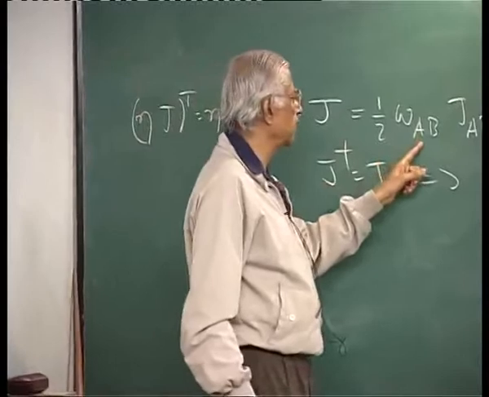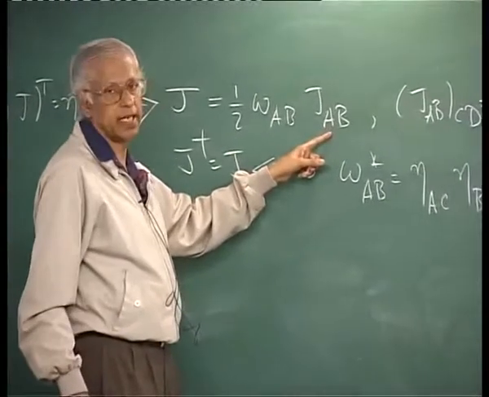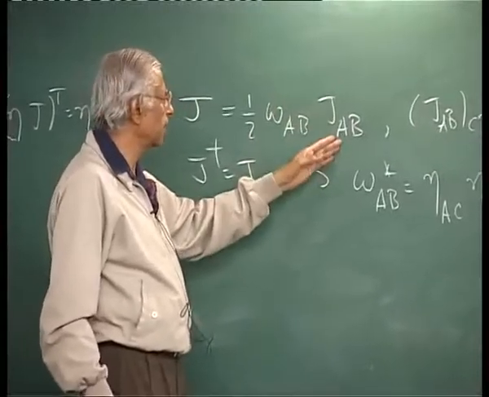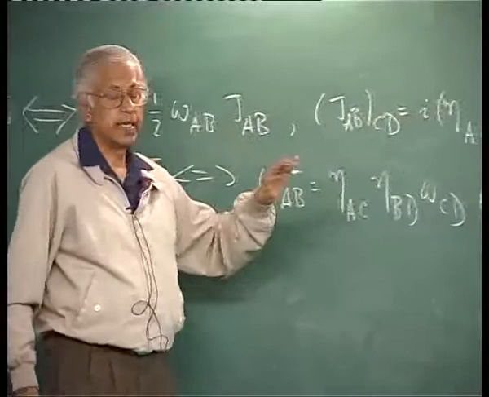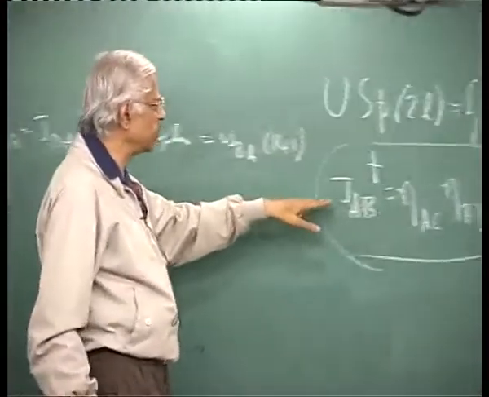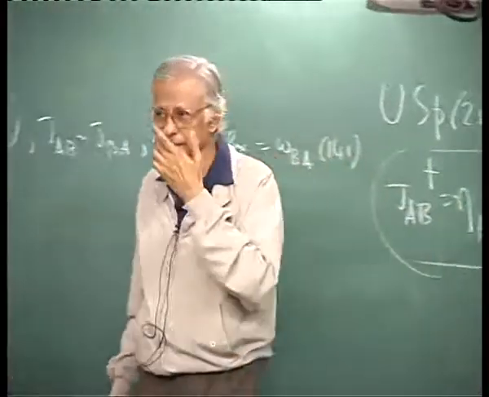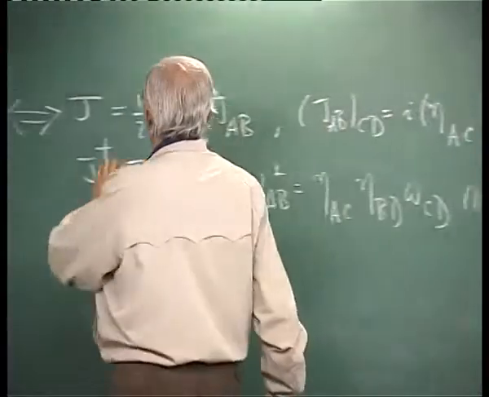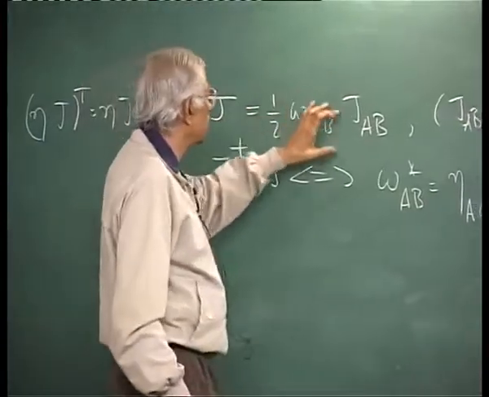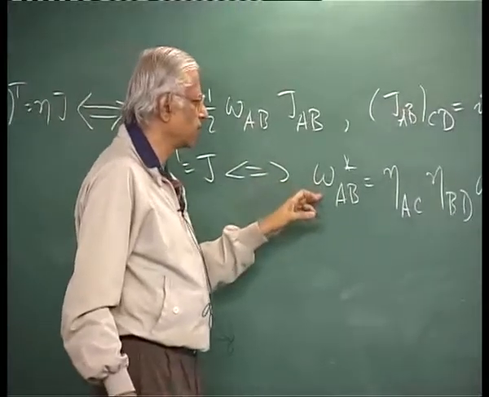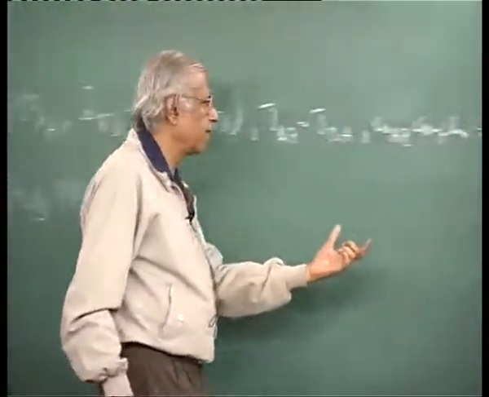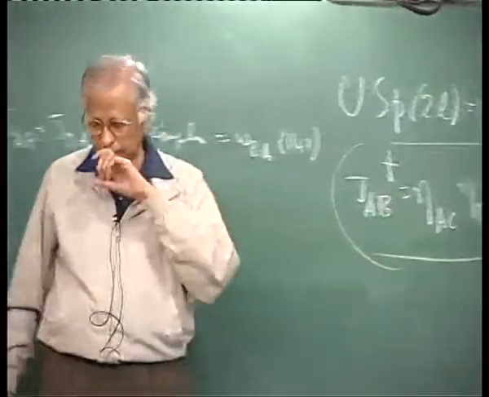It is a complex linear combination of certain basic matrices JAB. All of these are in 2L complex dimension. That goes without saying. Here are the JABs. They are not Hermitian. Their Hermitian conjugate relationship is like this. It involves the eta. Therefore, this J obeys the Hermitian condition provided the coefficients under complex conjugation behave in this way. This is parallel or very similar to this one.